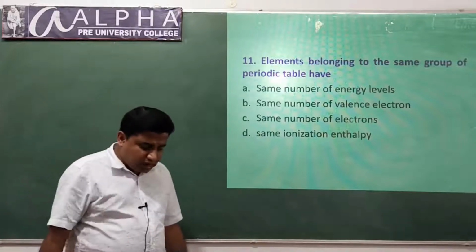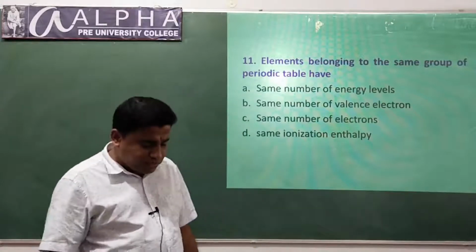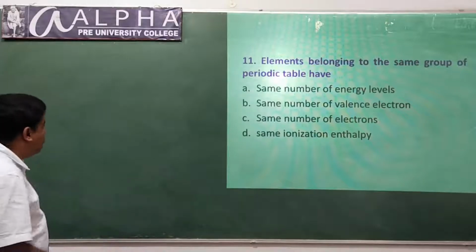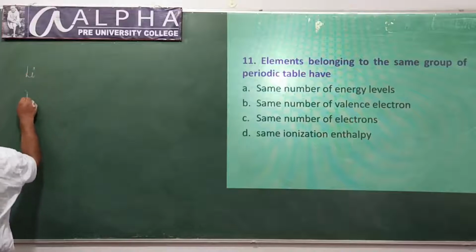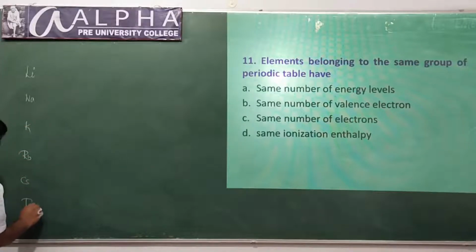Let us take one group of elements, a set of one group elements. For example, I will consider group 1 elements. Which are the group 1 elements? Group 1 we have lithium, sodium, potassium, rubidium, cesium, and francium.